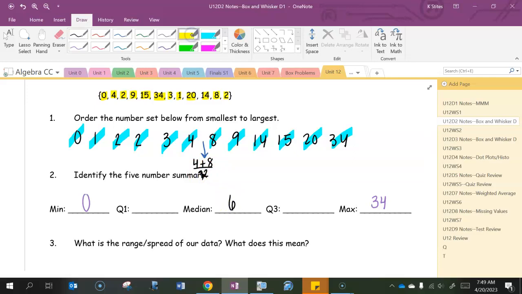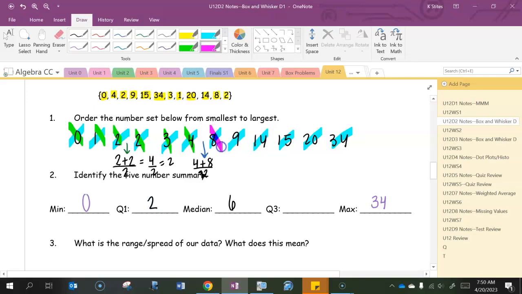Now to find my Q1, I'm going to find the median of the lower set. Notice you are going to use the 4 because the 4 was not your median. Okay, but you've got two numbers in here again. This is kind of a special case. See how they're the same number? Well, the number between 2 and 2 is just 2. So our Q1 is going to be a 2.